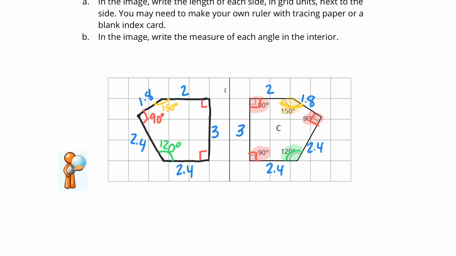Please remember that when I say ruler, I mean an index card or patty paper that I've measured units on, because we're still going by units. We're not going by inches or centimeters.